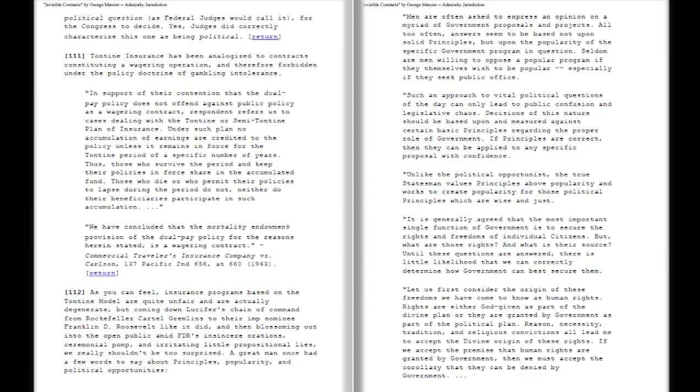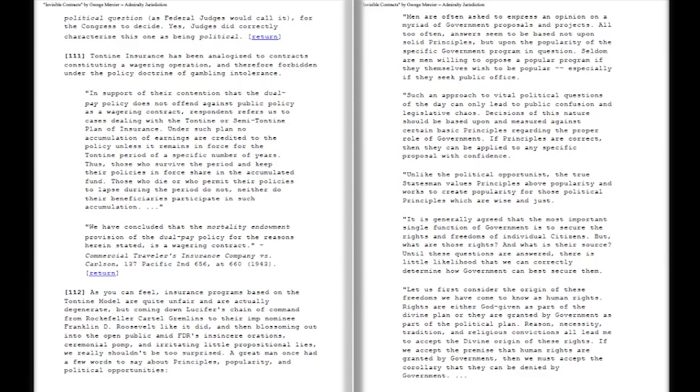Those who die or who permit their policies to lapse during the period do not, neither do their beneficiaries, participate in such accumulation. We have concluded that the mortality endowment provision of the dual pay policy, for the reasons herein stated, is a wagering contract. Commercial Travelers Insurance Company vs. Carlson, 137 Pacific 2nd 656 at 660, 1943.